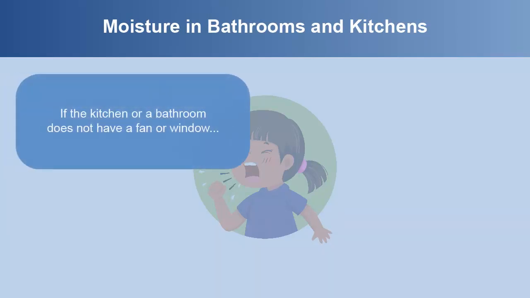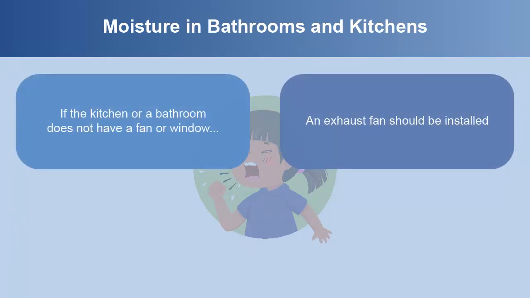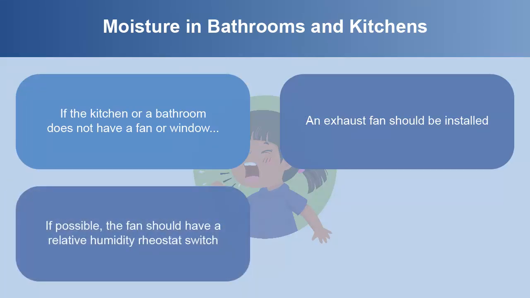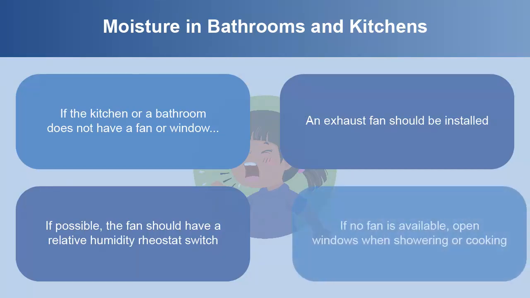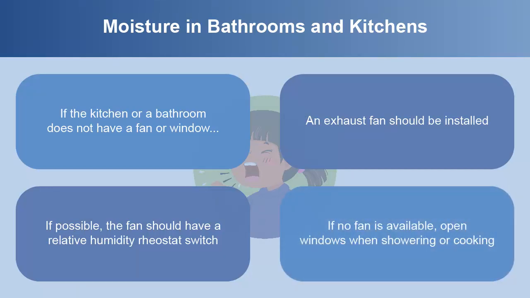If the kitchen or a bathroom does not have a fan or a window, an exhaust fan should be installed. If possible, the fan should have a relative humidity rheostat switch, which is a switch that turns on the fan when the humidity goes above a set level, or have the fan set to a timer switch. Timers can be used with bathroom fans but not with kitchen fans. Another option for bathroom fans is to use a fan that is always on at a low and quiet flow rate. If no fan is available, open the window when showering or cooking.